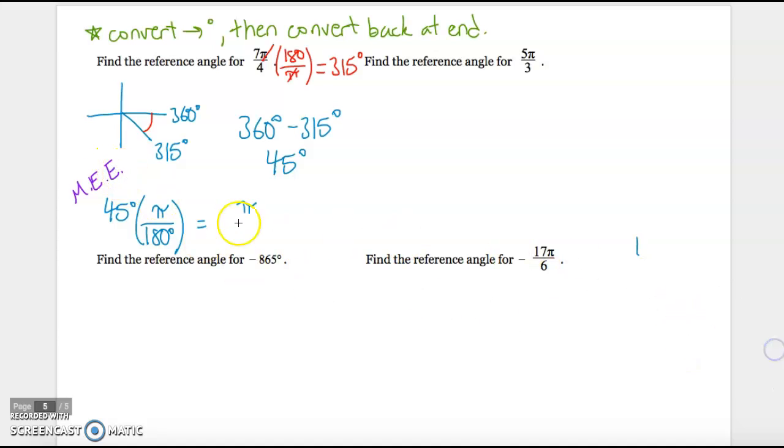And so now we found that this is 1 pi over 4, so my reference angle is pi over 4. Cool. All right, let's try the next one.